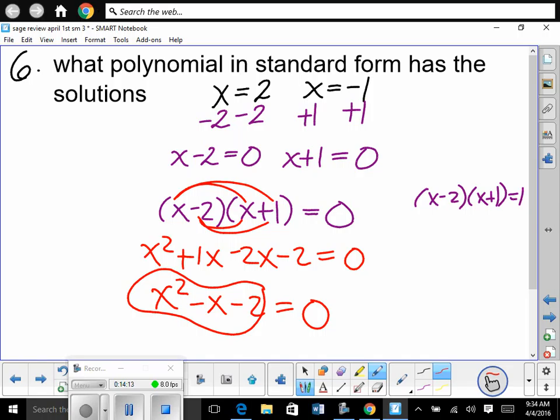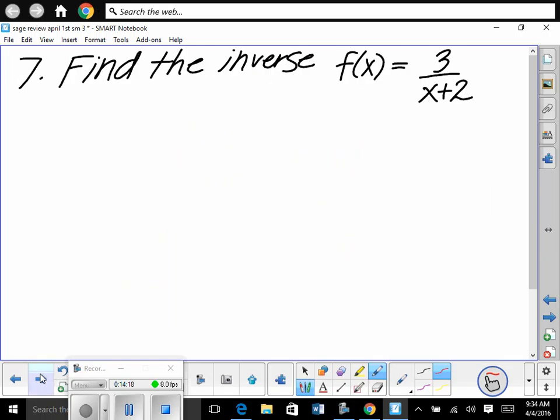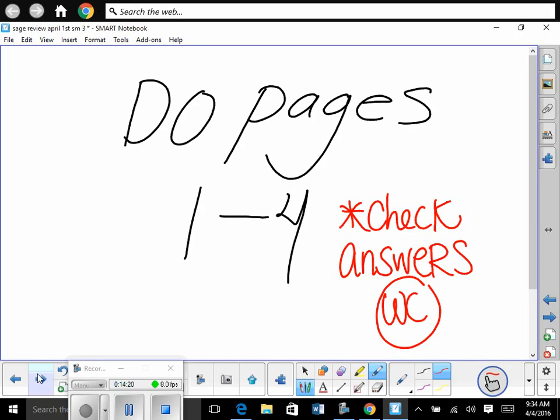So we would have done the same thing if we would have had another solution, x is equal to something. You do the same thing. Okay, we're almost done, promise. Okay, here we go. So just one more.